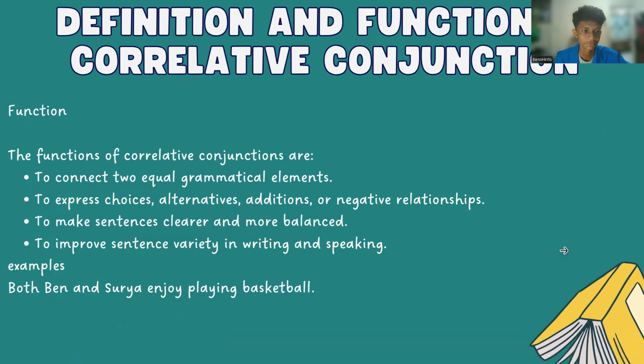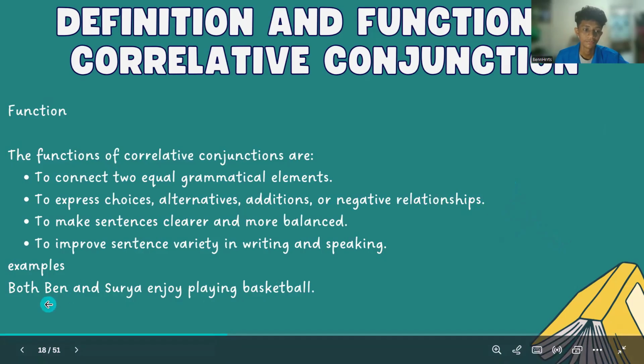This is for the function. The function is to connect two equal grammatical elements to express alternatives, addition, or negative relationship, to make sentences clearer and more balanced, and to improve sentence variety in writing and speaking. For the examples, both Ben and Surya enjoy playing basketball.